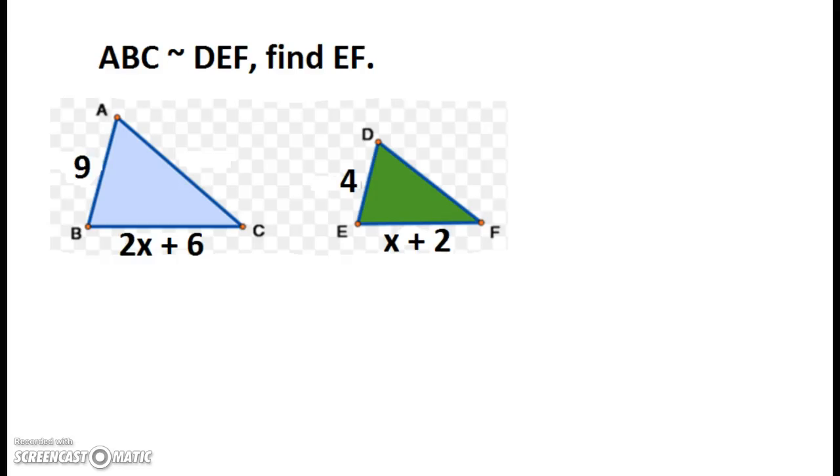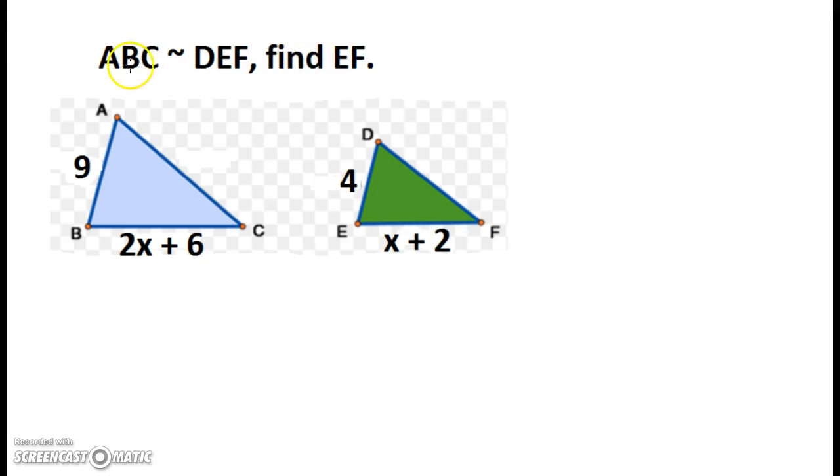So this question says that triangle ABC is similar to triangle DEF. Now, similar means that they're the same shape, but they're just two different sizes. And this similarity statement tells us which pieces go together. And then the question says find EF.